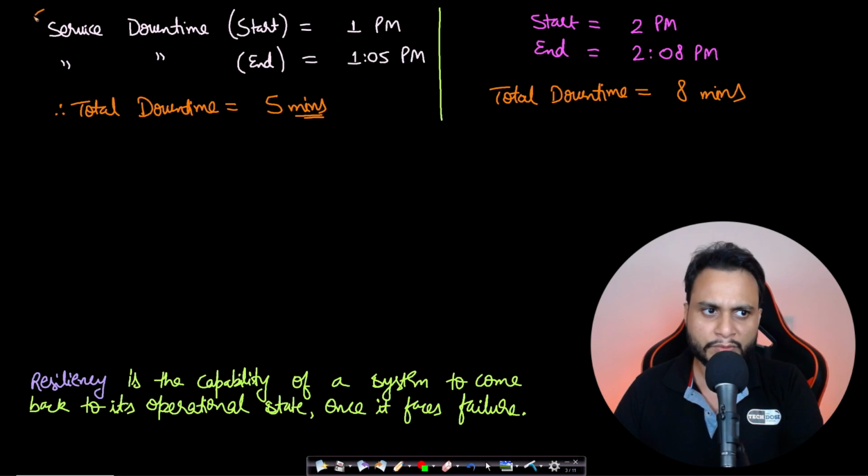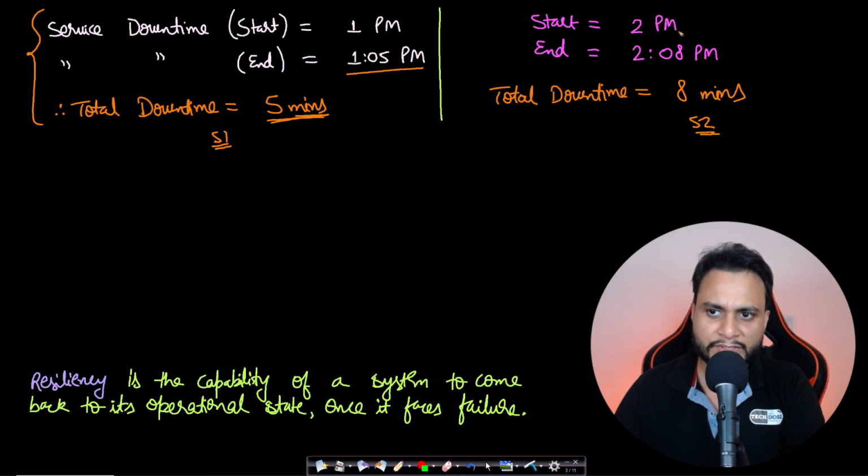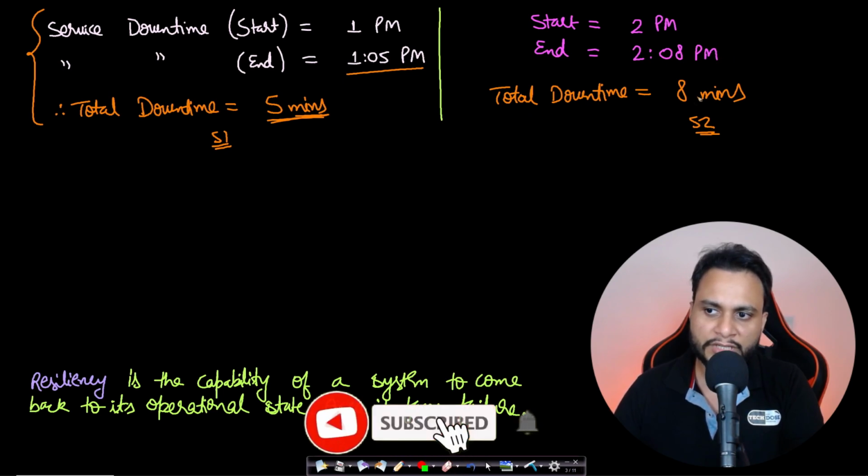If you compare, let's assume the case on the left side where the service went down at 1 p.m. and the service came up at 1:05, that is 5 minutes after 1. So the total downtime of the service was 5 minutes. On the other hand, compare another system, let's say this is system S1 and this is system S2. A similar type of service went down at 2 p.m. and came up again 8 minutes after 2 p.m. Okay, so the total downtime was 8 minutes.